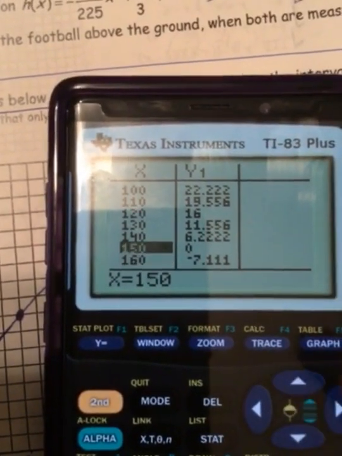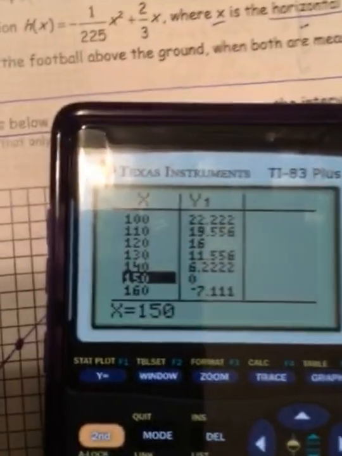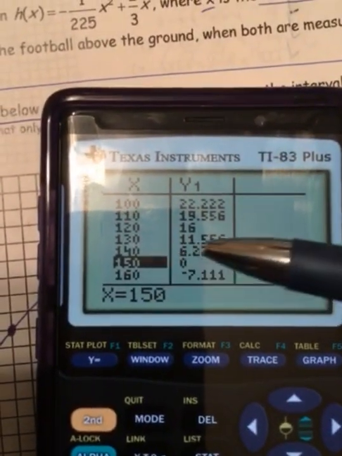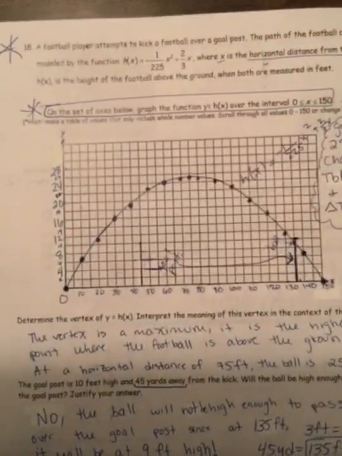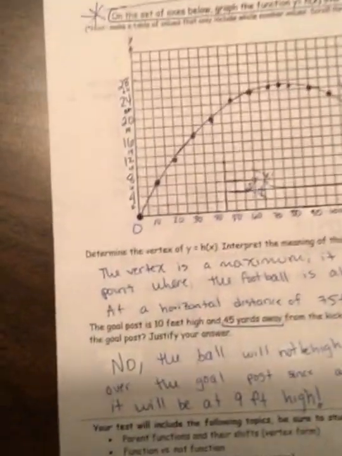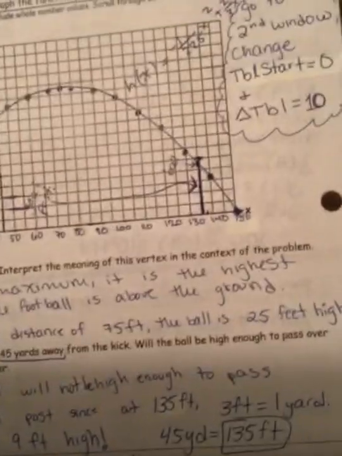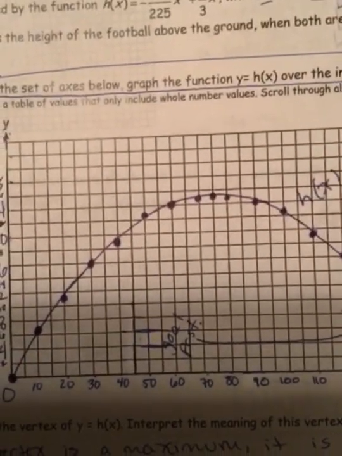This is going to fall back to the ground after 150 feet on the horizontal axis. It's going to hit the ground. All right, so after plotting all these points, your graph should look like this. Now, the first part says determine the vertex and interpret the meaning of the vertex in the context of the problem. So I need to figure out what the vertex is from this graph.